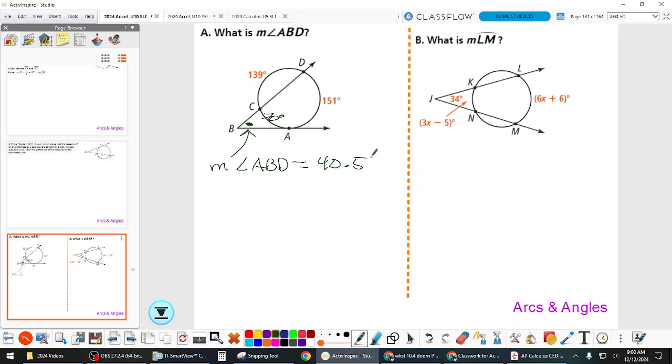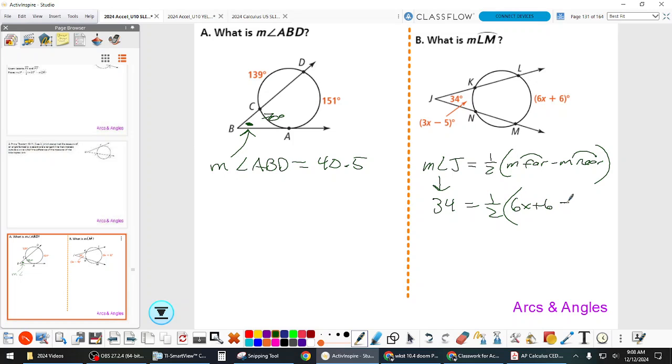How would you set this one up? 34 degrees is equal to one half of arc angle. Okay, let's plug in stuff. We know this is 34, that is equal to one half of the far arcs, 6x plus 6 minus. Okay, be careful. Look here. What do you need next? What's the next thing I should write?